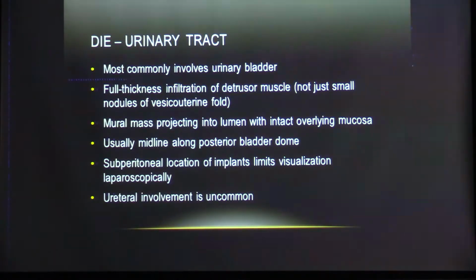The last subtype I will shortly discuss is urinary tract DIE. It most commonly involves the urinary bladder. It causes full thickness infiltration of the detrusor muscle. It can look like a mural mass projecting into the lumen with intact overlying mucosa. It is usually midline along the posterior bladder dome. The subperitoneal location of the implants may limit visualization during laparoscopy. And last, ureteral involvement is rather uncommon.